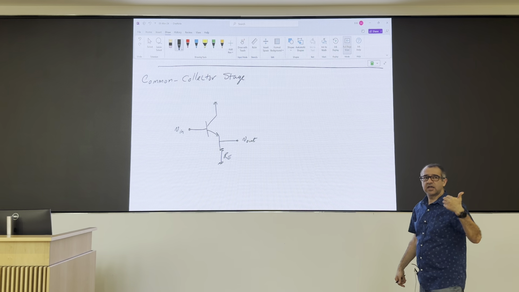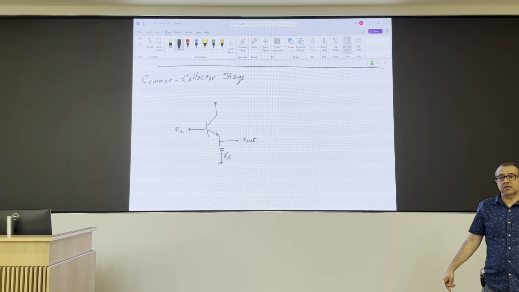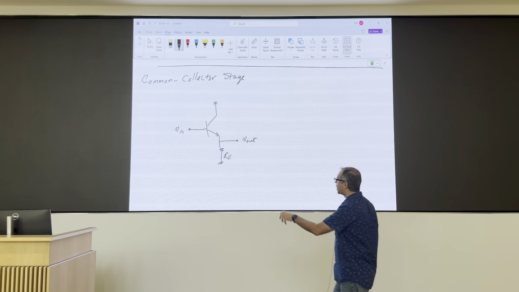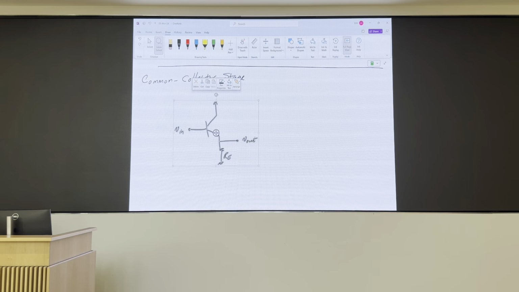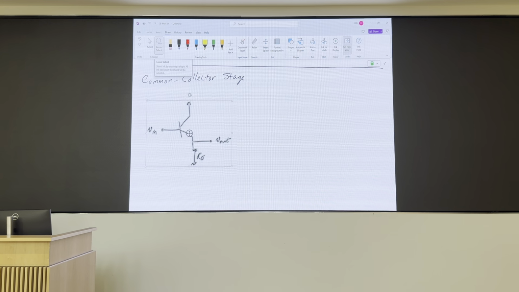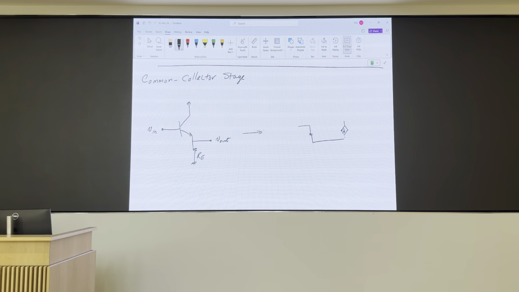What is important to us? Input resistance, output resistance, and gain. So let's calculate those values for this circuit. Again, I'm assuming biasing is taken care of, so the device is happily biased. So I go from here to my small signal model, draw my transistor first, and then attach everything else I have.